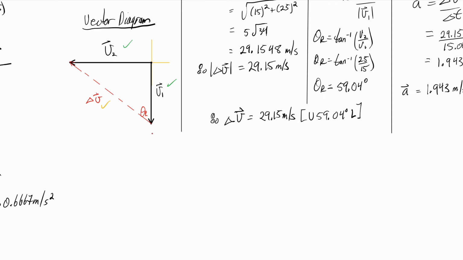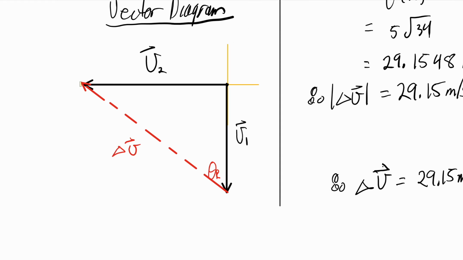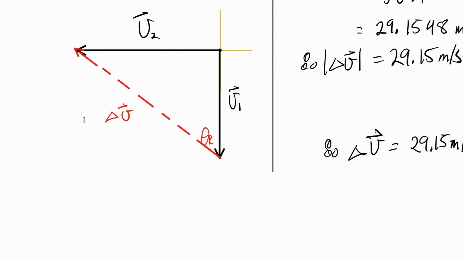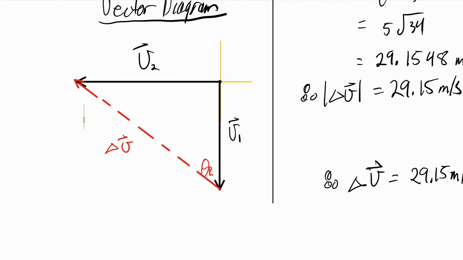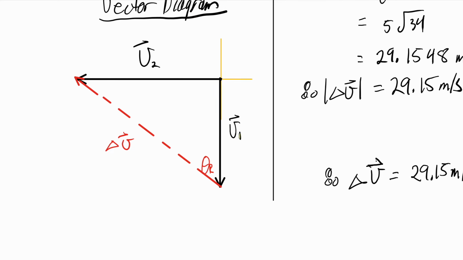The question is, when you do tail to tail, how do you know where to put the head of the resultant? So the easiest way to remember is it always starts at your initial and goes to your final. So your initial was your V1, so we start at the head of V1, and your final is your V2. So it always points from the end of the initial to the end of the final.